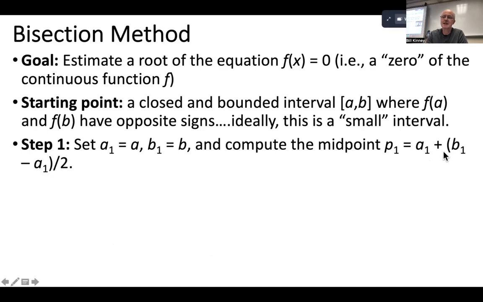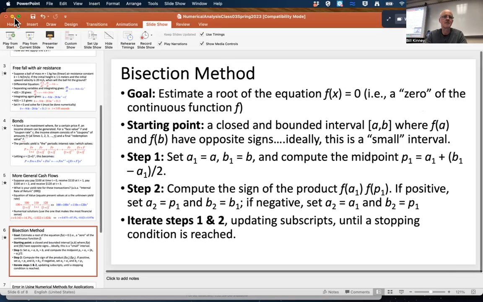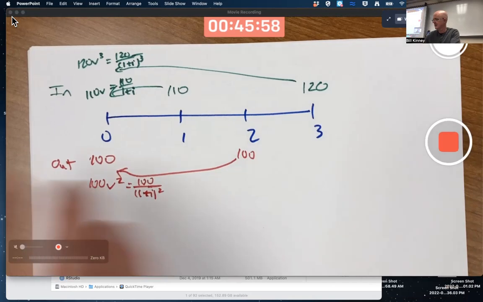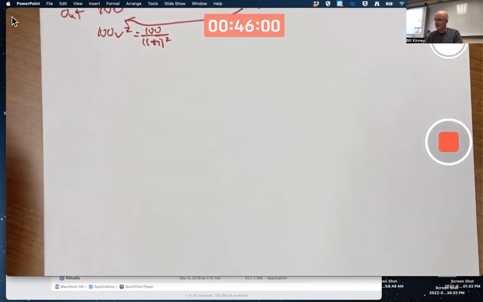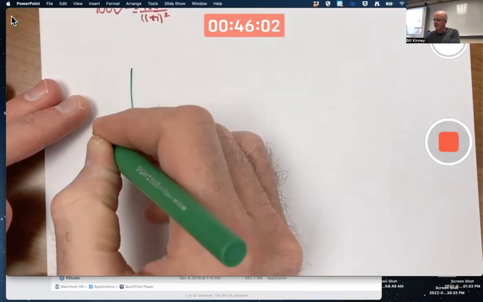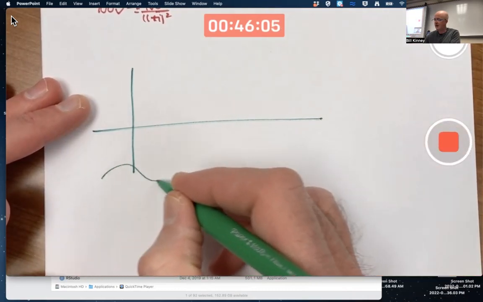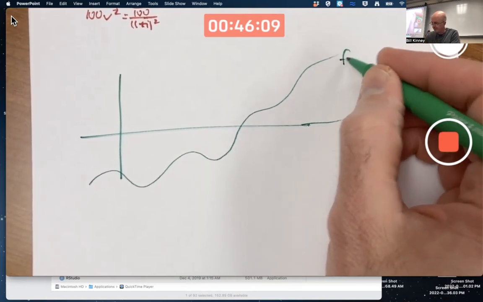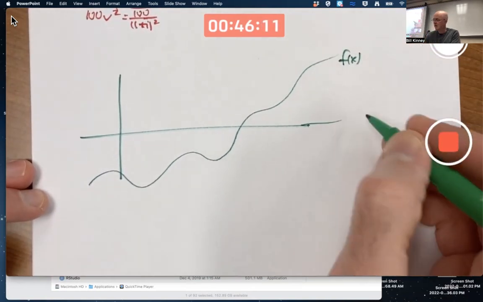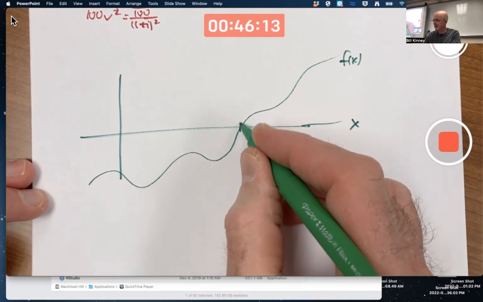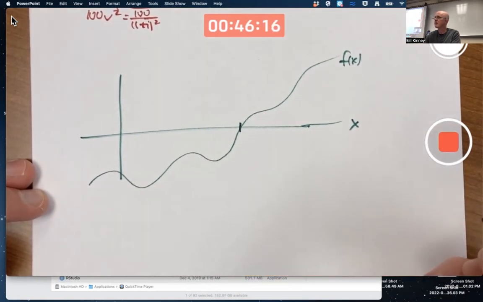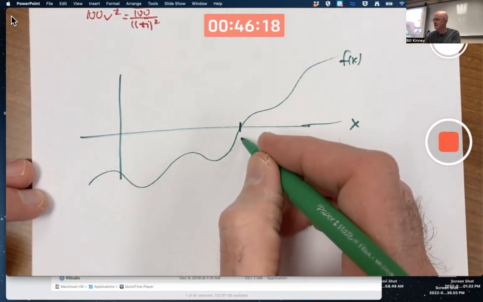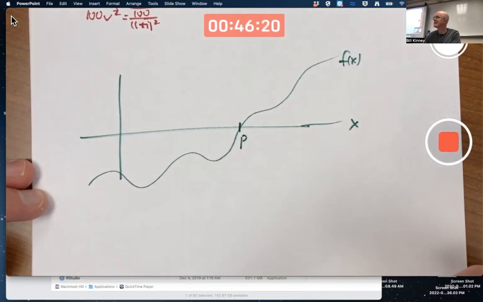What's the process? It's called bisection for a reason. In fact, before we look at the process, let's make a picture. Here's your generic continuous function. Crosses the x-axis right there. There's your root, or 0 of the function. As the book does, let's call it P.